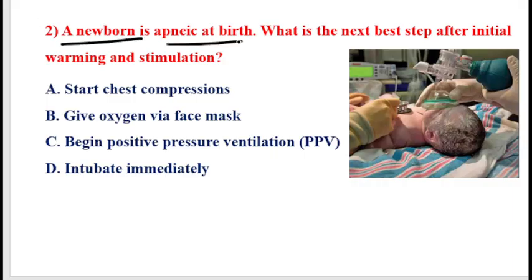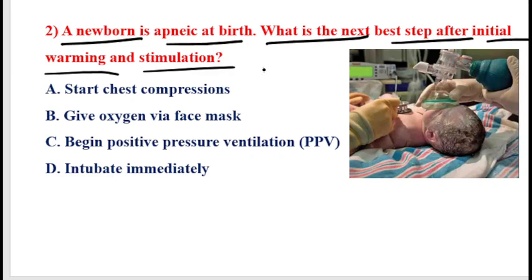A newborn is apneic at birth. Apneic means absence of breath. What is the next best step after initial warming and stimulation? See how we have done. The baby is born and is now apneic, meaning not crying at birth, and they have already done the first steps. What is the next step after initial warming and stimulation?